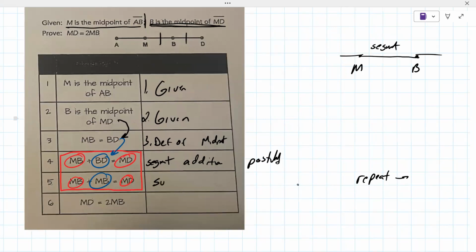I'll just give you the word. Substitution. So instead of replace or repeat, you're substituting. Substitution property of equality or something. If there's a repeat, like they're using the same one as before again, it's usually substitution. They're literally putting MB in for BD. So it's substituting, replacing, putting in for.